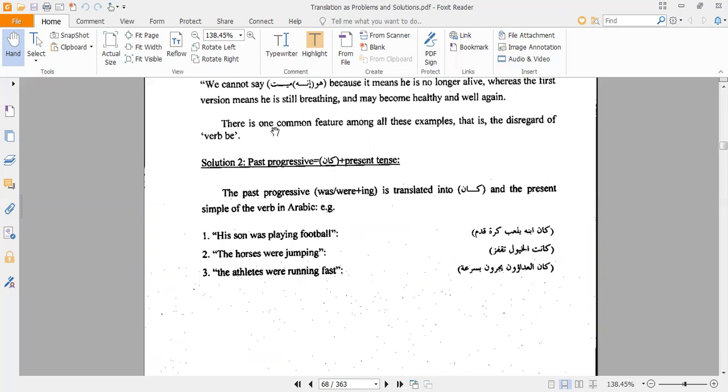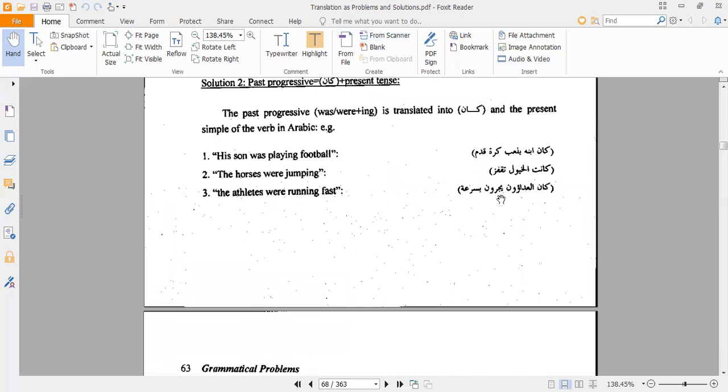The athletes were running fast. كان العداؤون يجرون بسرعة. هنا استخدمت كان ويجرون. يجرون فعل مضارع، وقبلها استخدمنا كان. في هذه الحالة أنا بكون ترجمت الباست progressive.